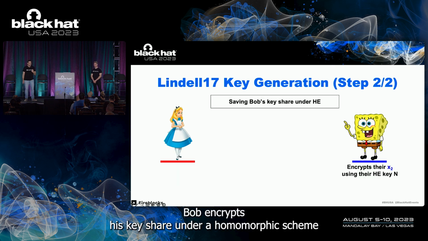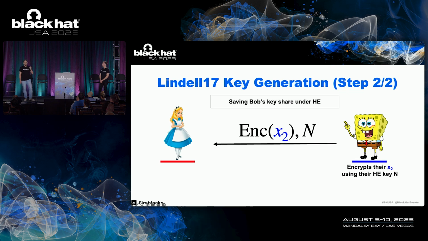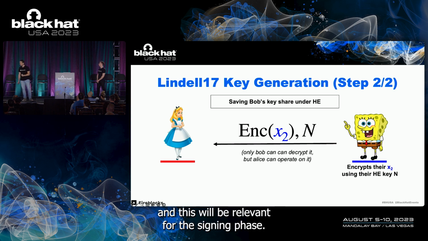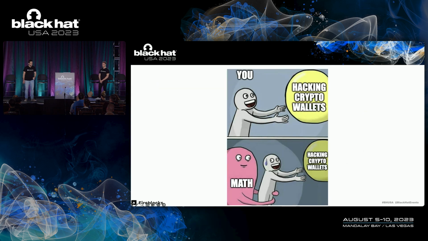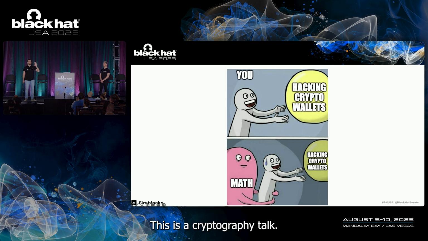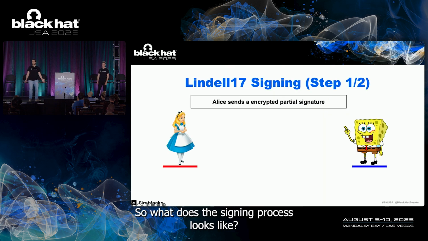And then something interesting happens. Bob encrypts his key share under a homomorphic scheme that he controls, and he sends that value to Alice. The important thing to remember is that only Bob can decrypt this thing, but Alice can operate on it, and this will be relevant for the signing phase. So what does the signing phase look like? First, we need to address the elephant in the room. This is a cryptography talk. Formulas are going to appear. Everybody's an adult here. Nothing bad is going to happen. Good. So what does the signing process look like?